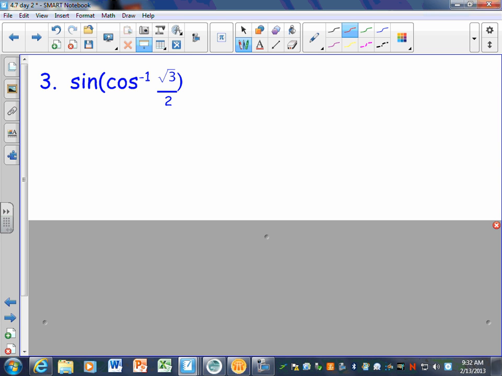See if you can start with the inside there and tell me what angle makes that true. And then you're going to take the sine of whatever answer you get there. So some good review here before we have a test. See if you can figure that out. What angle has a cosine of the square root of 3 over 2 in our specified range? And if you need to look at your unit circle, if you need to draw a triangle, this is what you should be doing when you're working these problems out.